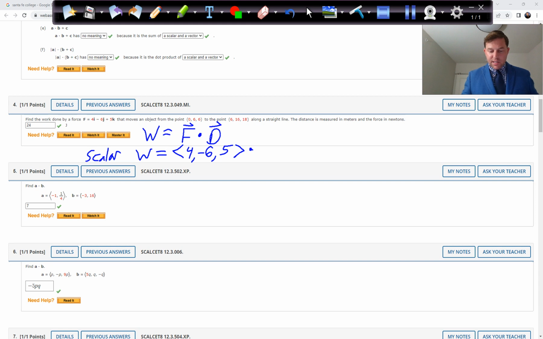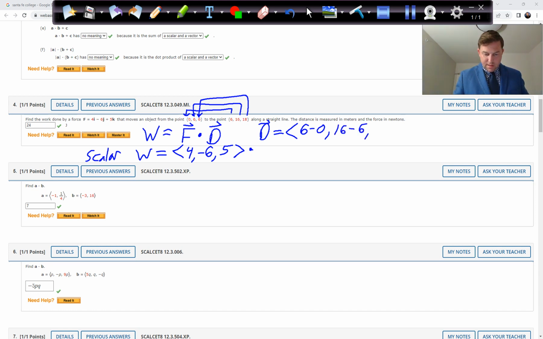We have to find the distance vector. The distance vector is just the difference of these X, Y, and Z numbers. So we're just going to do 6 minus 0, 16 minus 6, and 18 minus 6. Now again, you could plot those 2 points in 3 dimensions and see how they look, but 3-dimensional drawing is hard without a computer. So let's just look at it as numbers. So 6 minus 0 is 6, 16 minus 6 is 10, 18 minus 6 is 12.